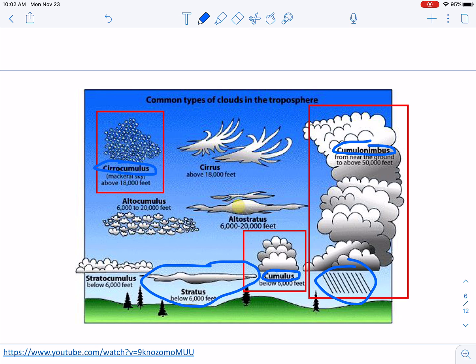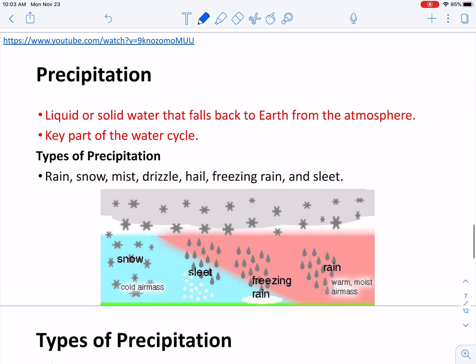That's what gives us that kind of constantly gray, uniform sky. Okay, let's talk about precipitation, right? How does liquid fall from clouds? This happens in a variety of different ways, but that's what the term precipitation describes. It's basically rain, snow, mist, drizzle, hail, freezing rain, sleet, all that stuff.